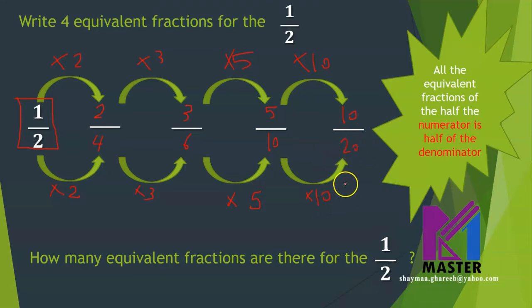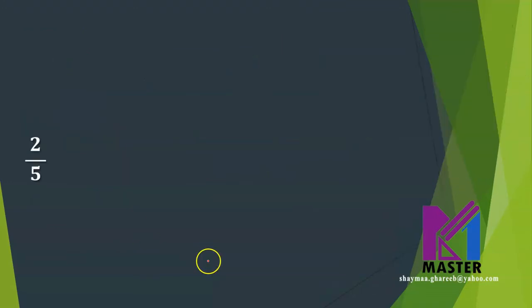Actually, there are an endless number of equivalent fractions for the half, because each time we can multiply by a different number, and numbers have no end. So we can try an endless number of trials and get an endless number of equivalent fractions for the half, and also for any fraction. So any fraction has an endless or an infinite number of equivalent fractions. Okay? Do you understand this? Let's go to the next.